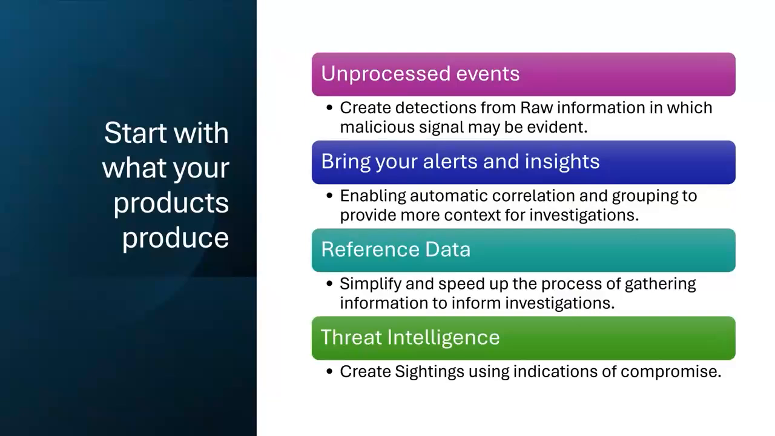So let's start with raw data, if that's where you live today and what your products can produce. So first off, unprocessed events are streams of information in which the nuance of malice may be contained. So the job is to create detections from raw information.